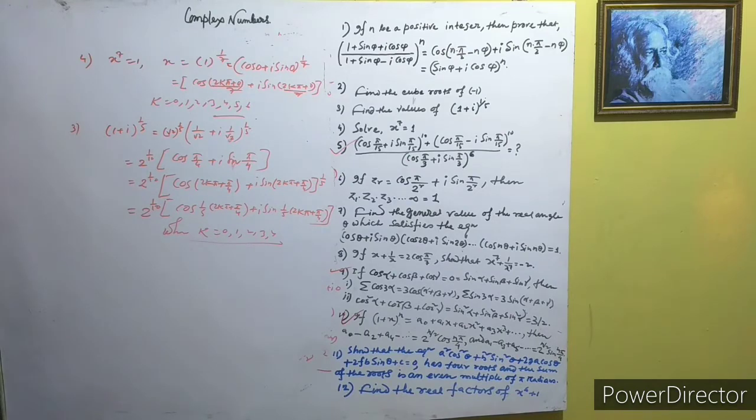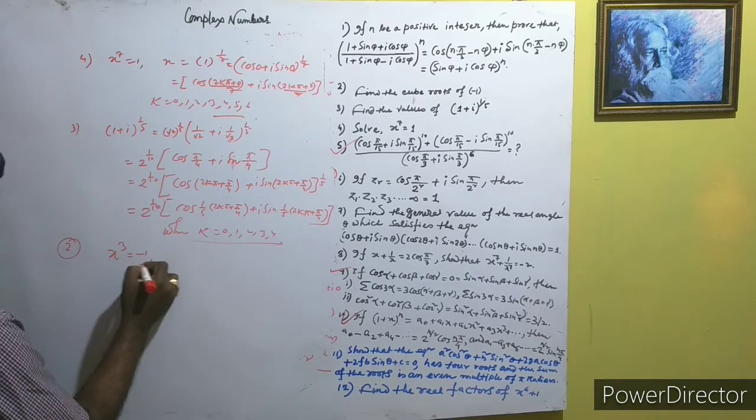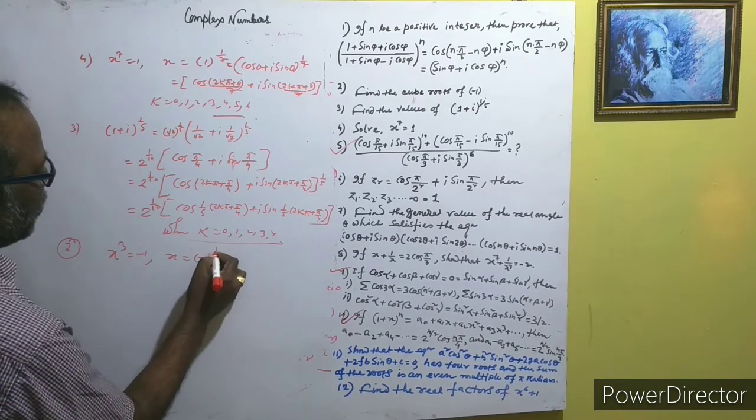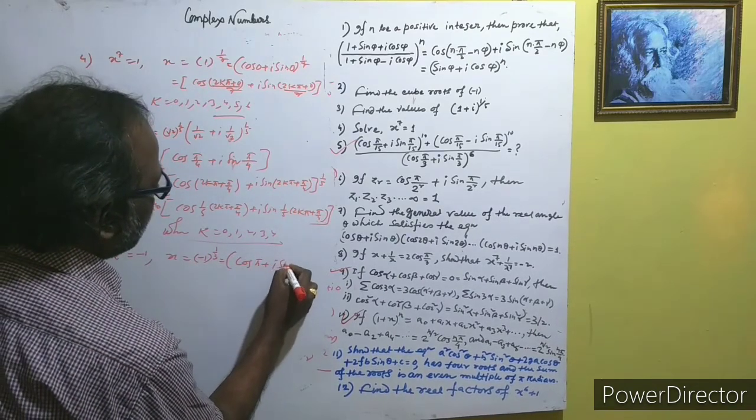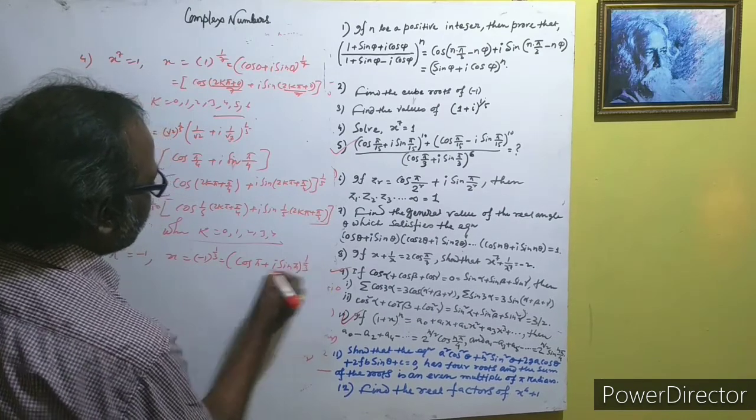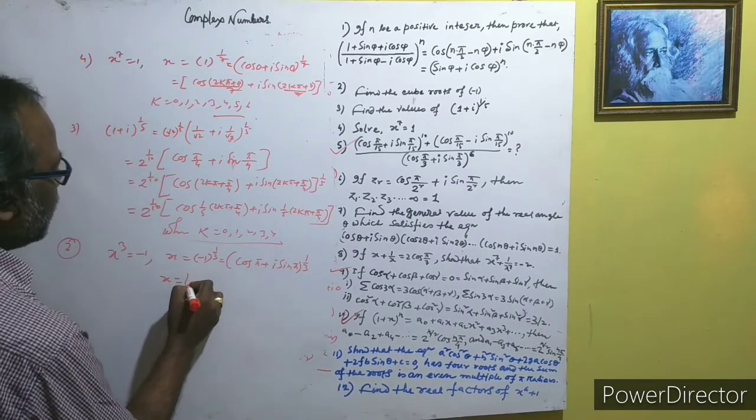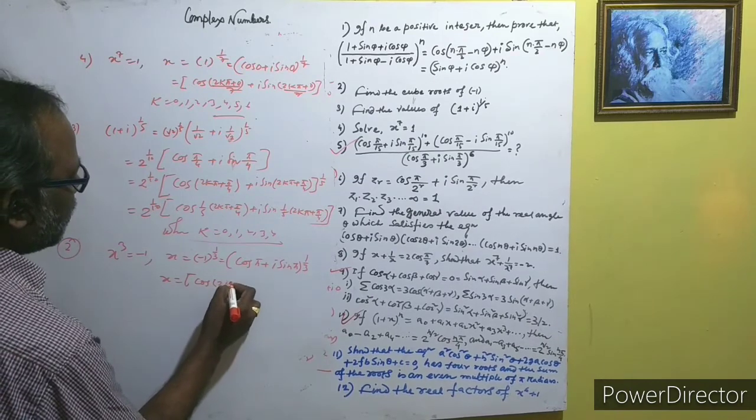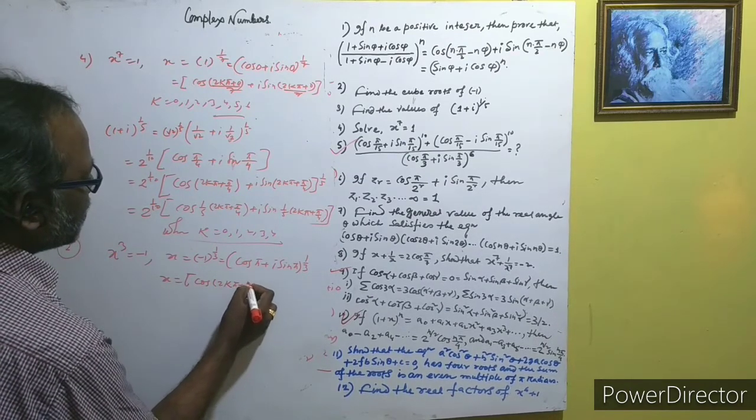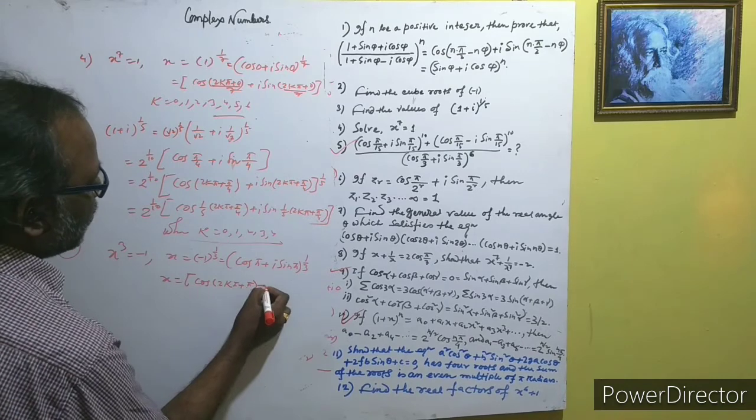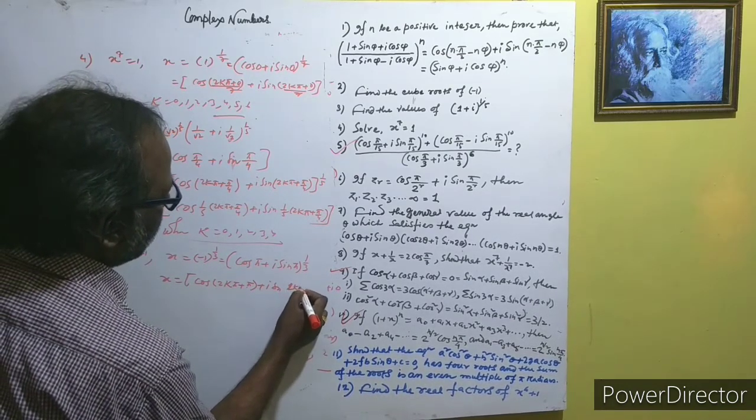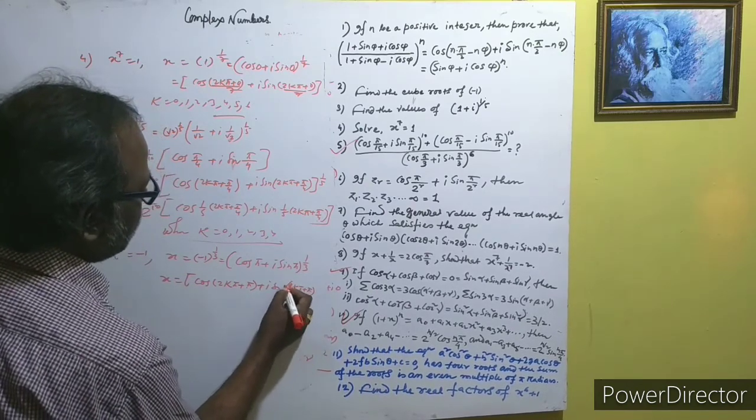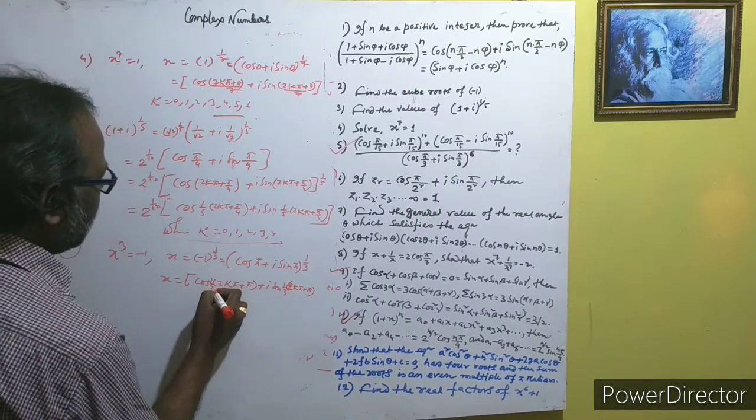Okay, and find the cube roots of minus 1. See, this is 2 here, so this is x cubed equal to minus 1. Again you can write x equals (minus 1) to the power 1/3, and this is cos pi, which means minus 1, plus i sin pi, to the power 1/3. So x is equal to cos (2k pi plus pi) by 3, plus i sin (2k pi plus pi) by 3.